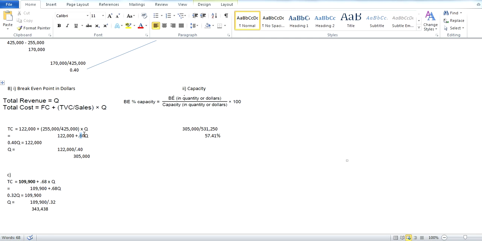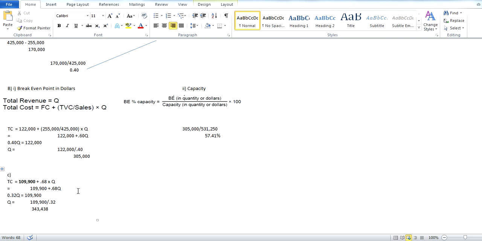Okay, so it was 60% to begin, but now we're at 68%. So you just change your formula. Again, we need to move the 0.68Q to the left; the imaginary 1 on the left minus 0.68 gives us 0.32Q. Solving for Q by dividing 109,900 by 0.32, our break-even in dollars is now 343,438. Our variable cost element went up, so our contribution margin went down, even though our fixed costs also went down. So we need to sell more to offset the fact that our variable cost has gone up. That's the most straightforward example of what happens when one of your variables changes.